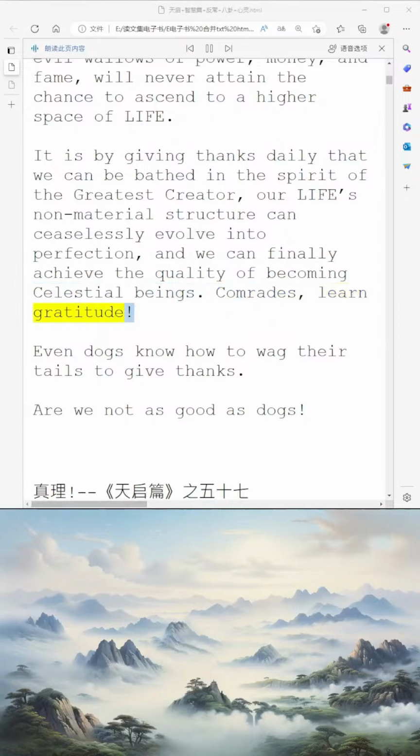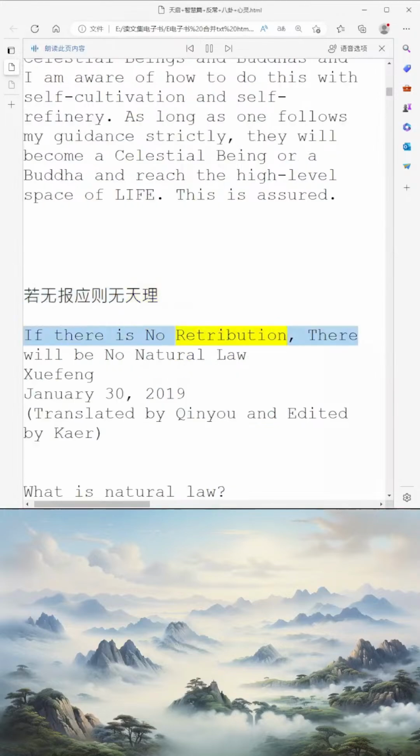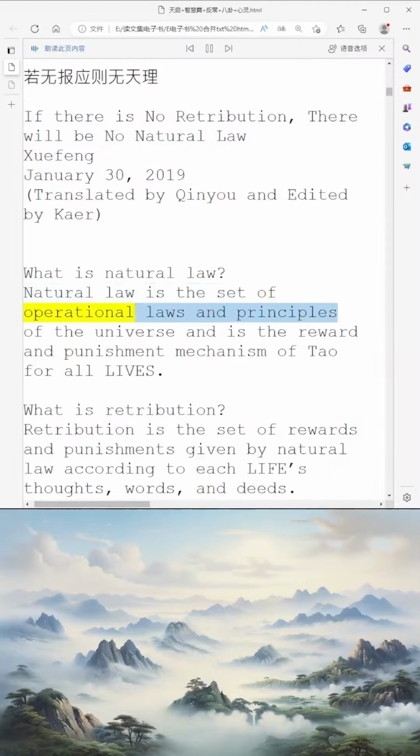Comrades, learn gratitude. Even dogs know how to wag their tails to give thanks. Are we not as good as dogs? If there is no retribution, there will be no natural law. Xiefeng. What is natural law? Natural law is the set of operational laws and principles of the universe and is the reward and punishment mechanism of Tao for all lives.